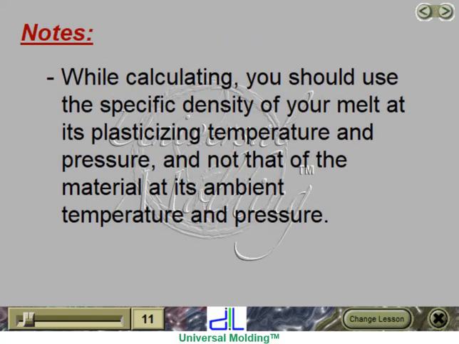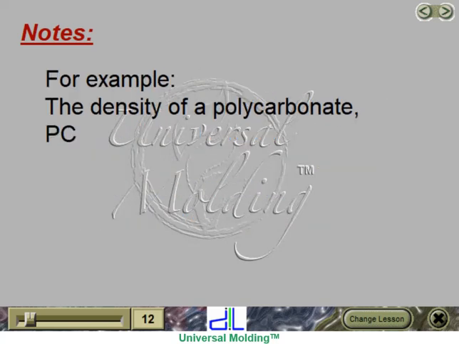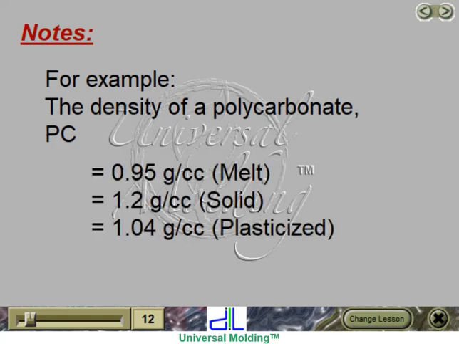While calculating, you should use the specific density of your melt at its plasticizing temperature and pressure, and not that of the material at its ambient temperature and pressure. For example, the density of a polycarbonate, PC, equals 0.95 grams per cubic centimeter as a melt, 1.2 grams per cubic centimeter as a solid, and 1.04 grams per cubic centimeter plasticized.